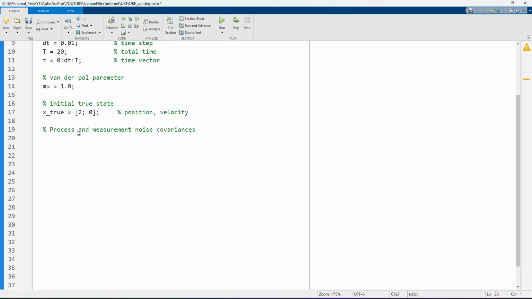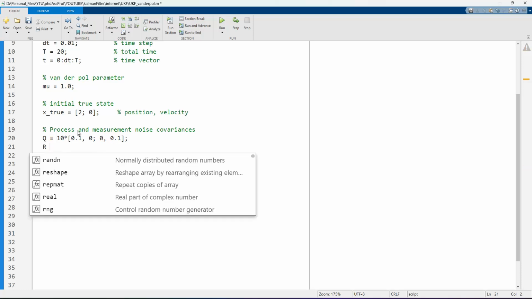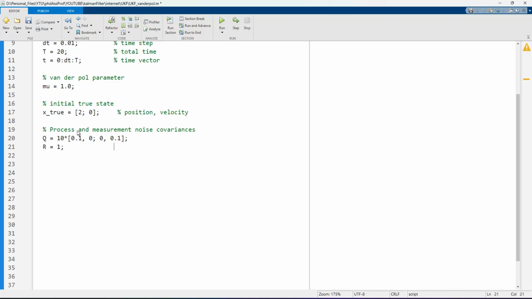After that, we need to define the process and measurement noise covariance, because if we want to create some random values as noise, we need to define it, and so we need to update the whole UKF code based on these parameters. Q is equal to 0.1, 0, and 0, 0.1. Okay, and R is 1. This is the measurement. This is the process. Okay, these parameters can be changed.